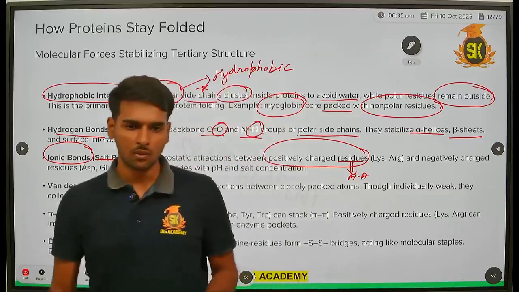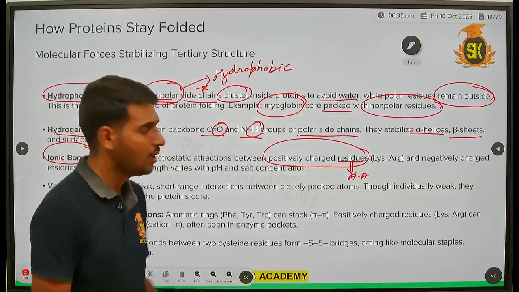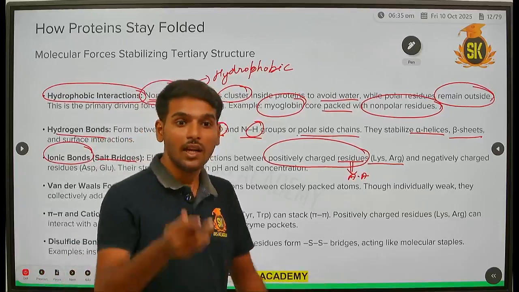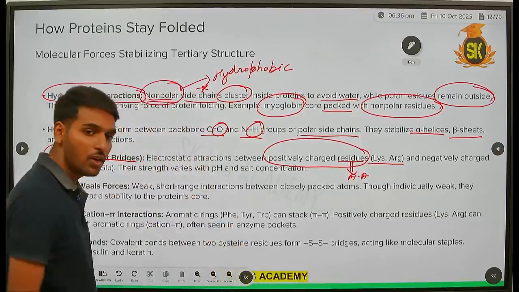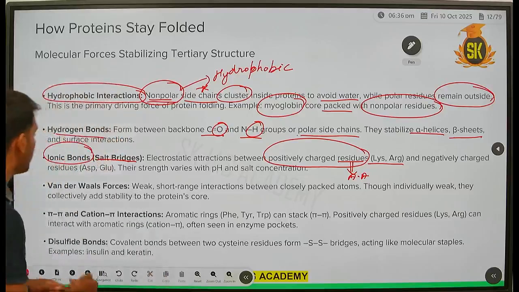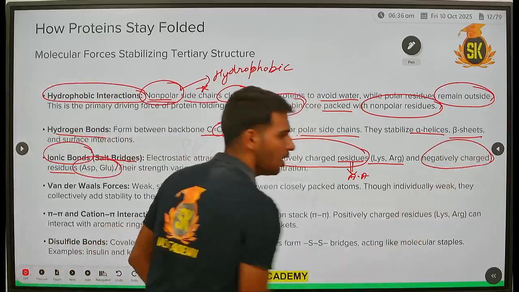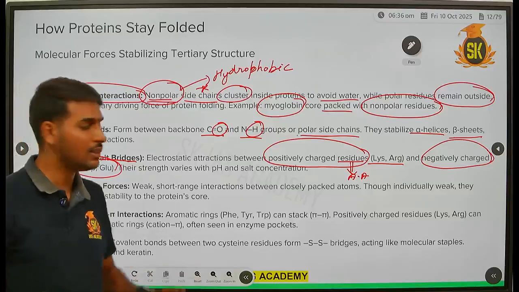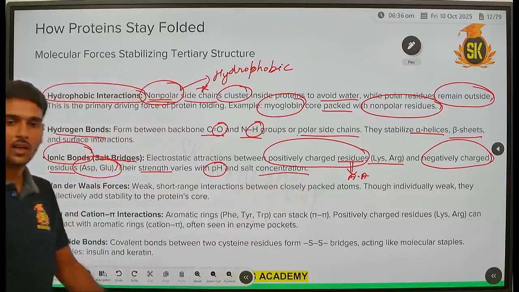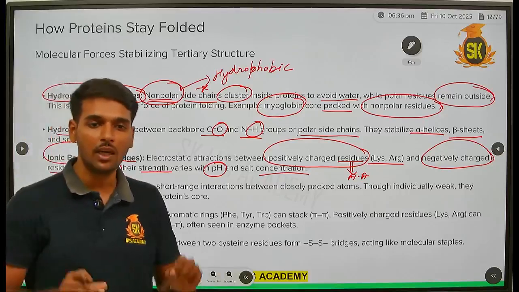Positively charged amino acids. What did we discuss? Lysine, arginine, histidine. So such positive amino acids interact with negative, right? Like glutamic acid, aspartic acid, also known as glutamate, aspartate. These are negative in nature. So negatively charged. Positive negative interaction, very easy. So the strength varies with pH and the salt concentration, because again the pH controls how many ions, positive or negative, will be present within.